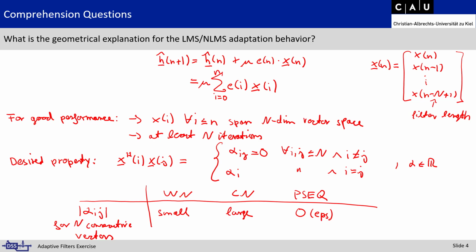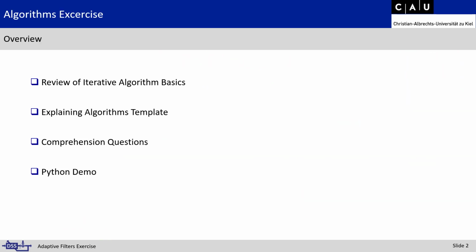But here, I explained to you the adaptation behavior of the LMS algorithm, not with the graphical geometric explanation, but more with the analytical approach in geometry, using the idea of the excitation vectors needing to span a vector space for a good or fast performance. Let's move on to the Python demo. There we will implement some of the adaptive algorithms, and we will look at the performance for different excitation signals.